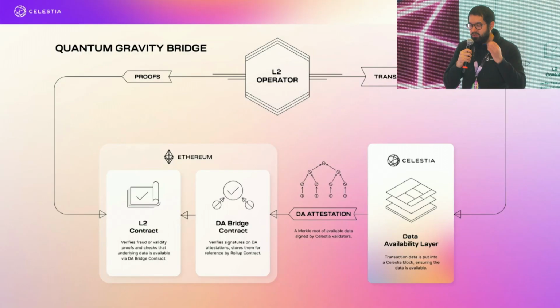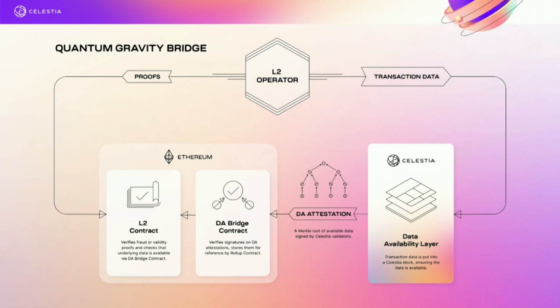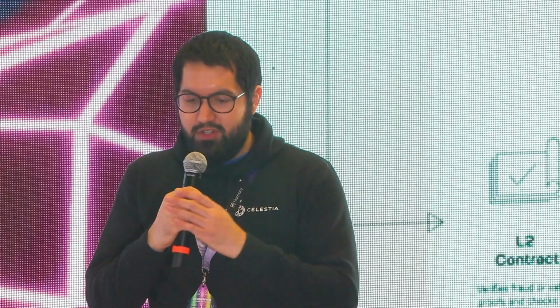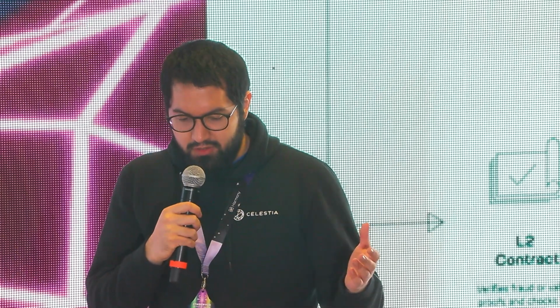OK, so how is this accomplished? It's accomplished through this new technology that we're developing. This is all public and open source. The entire Celestia stack is public and open source. This isn't like some secret thing that we're hiding. It's all out there. This quantum gravity bridge technology works as follows.